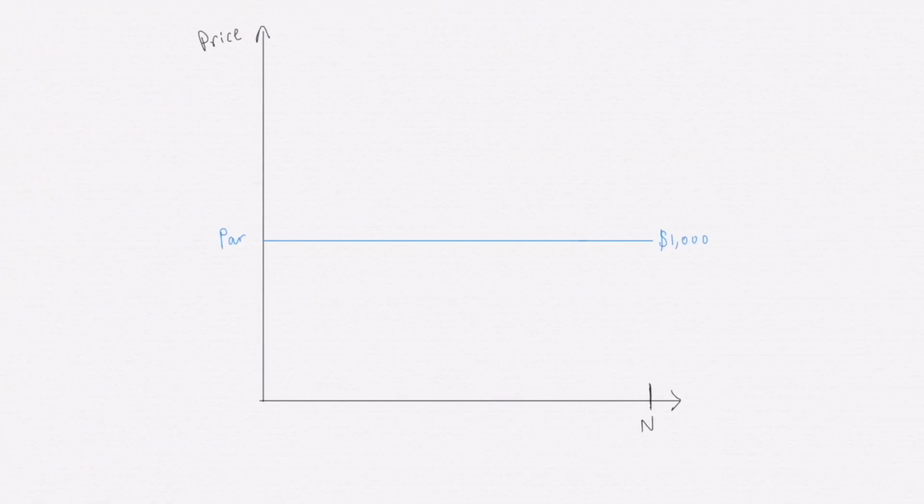So what you've got here is the price of the bond on the y-axis and the time to maturity, or N, on the x-axis, and you can see that the par value is $1,000. If we were to plot out the price of a premium bond from today through to maturity, this is what you'd have, right? So the price is sort of fluctuating over time, it's steadily decreasing, and then it gets to maturity and it reaches $1,000, right?